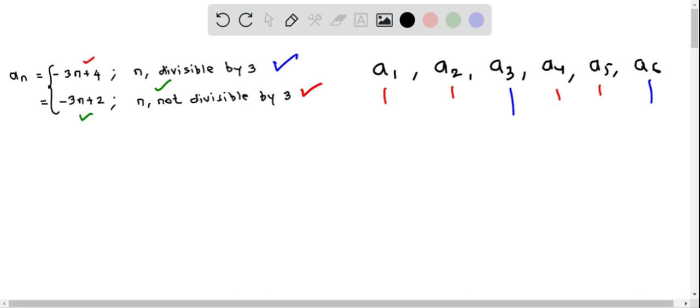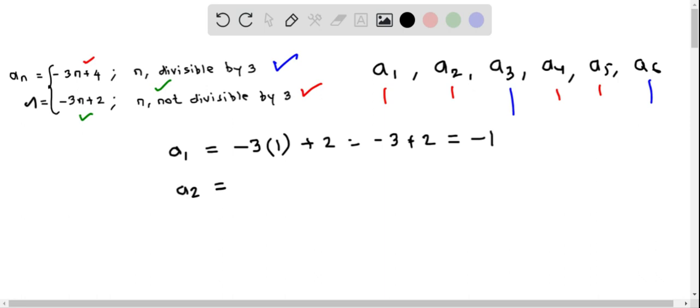So let me find out a1 first. For a1, I have to use the second formula, that is negative 3n plus 2. So let me write down like this. So negative 3 times, I replace n by 1. So therefore this becomes negative 3n plus 2, and this equals negative 3 plus 2, and this is equal to negative 1. And now for a2, I use the same formula, that is negative 3 times n, which is 2 here, plus 2, and this equals negative 3 times 2 is negative 6, plus 2, this gives negative 6 plus 2 is negative 4.